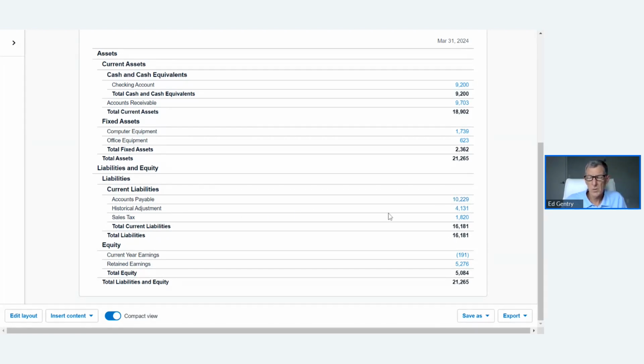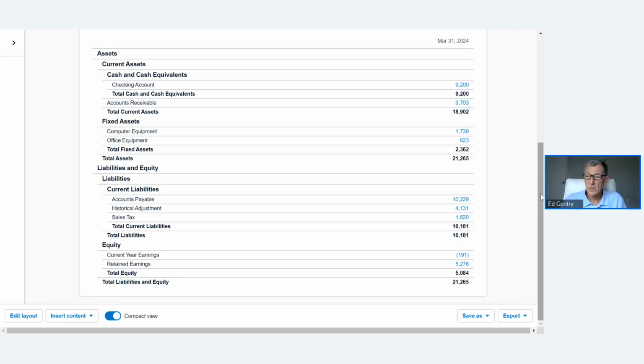We have historical adjustment, which is something you won't use very often. It's used to help balance the balance sheet. And it may include things like currency adjustments, if you're dealing internationally, maybe if you're dealing in something like oil that changes in value on a daily basis, but that won't be used too much. And then sales tax, a sales tax you've collected, but you haven't paid yet. So it's a liability on your books. So that gives us all the total current liabilities, which is your total liabilities in this circumstance.